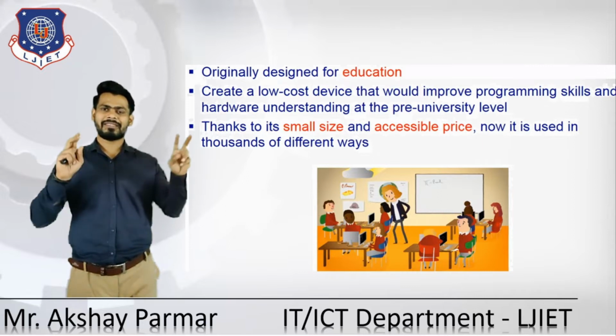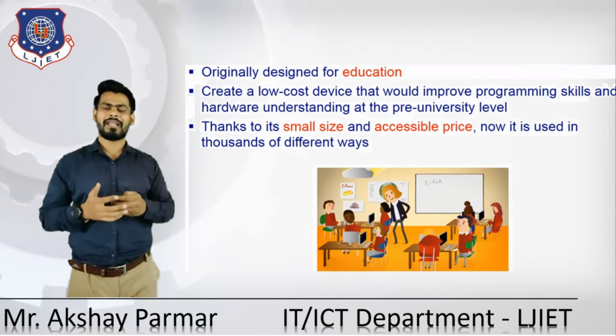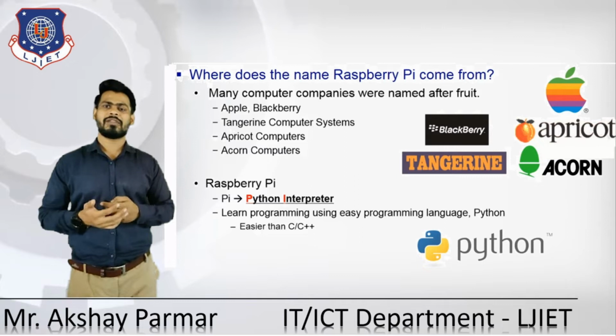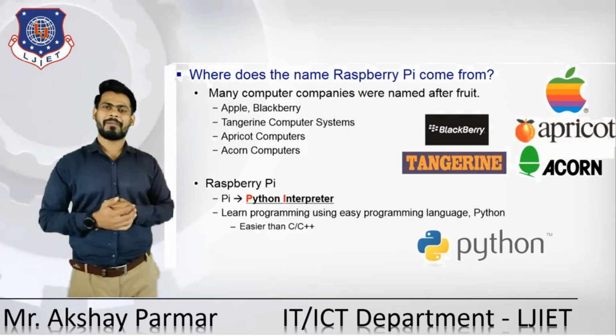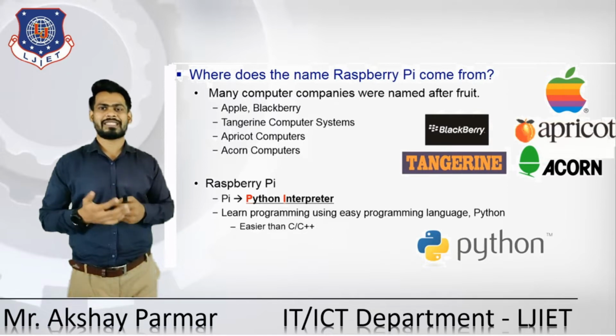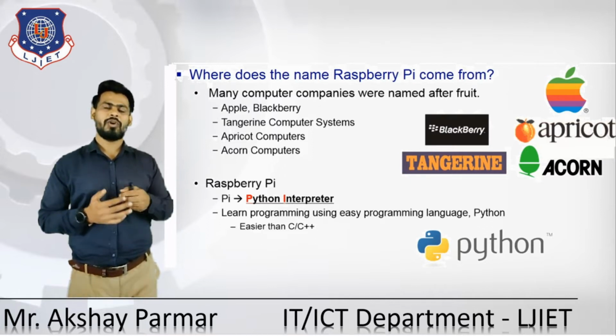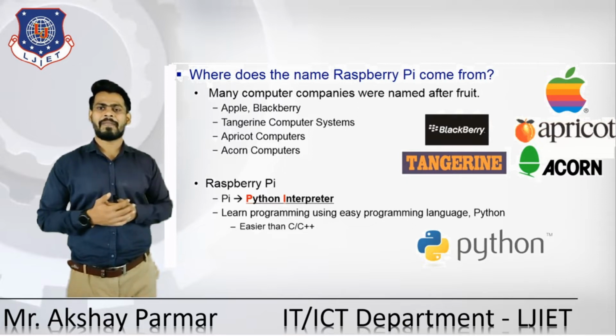Now one question arises: sir, where does the Raspberry Pi name come from? Many computer companies are named after fruits, for example Apple, BlackBerry, Tangerine Computer Systems, Apricot Computers, and so on. Following this trend, Raspberry Pi comes under that.